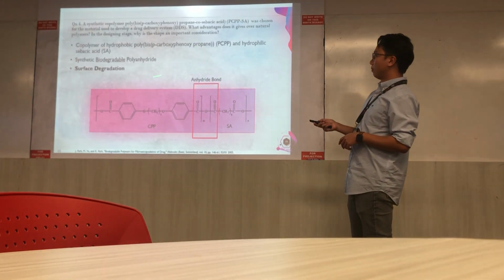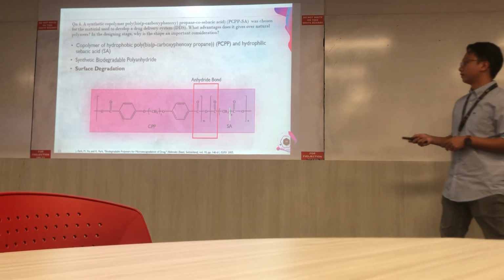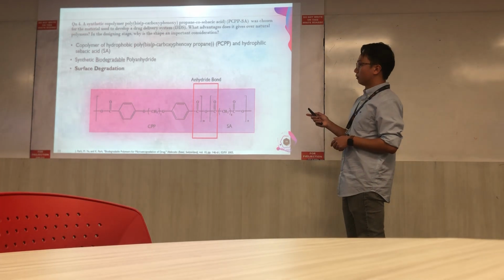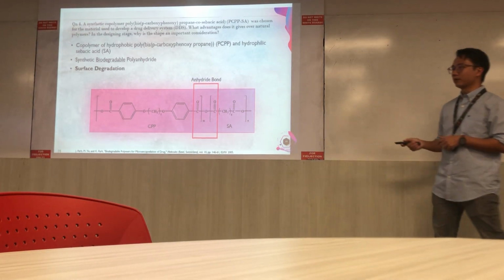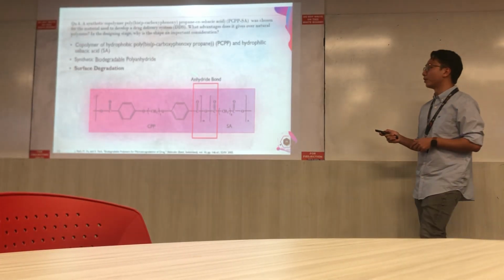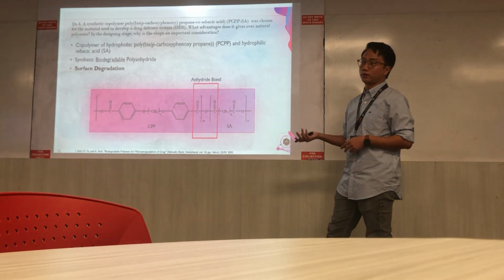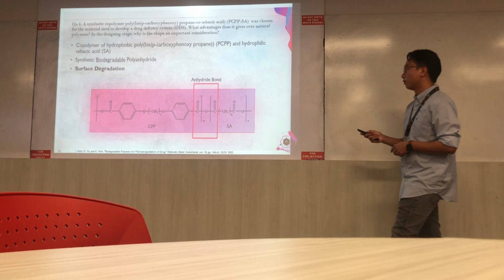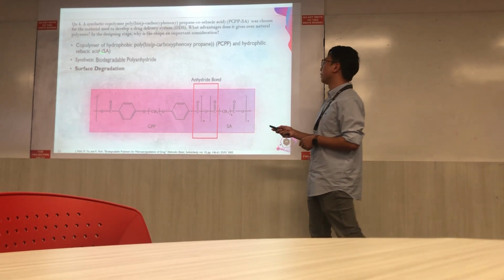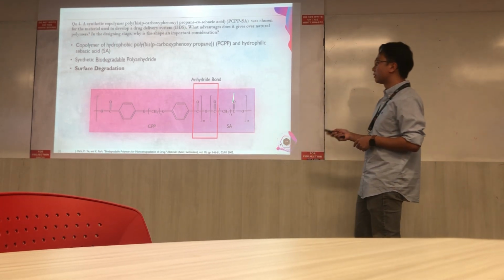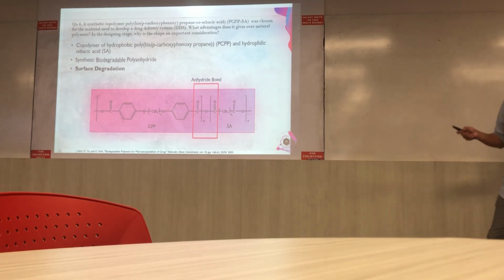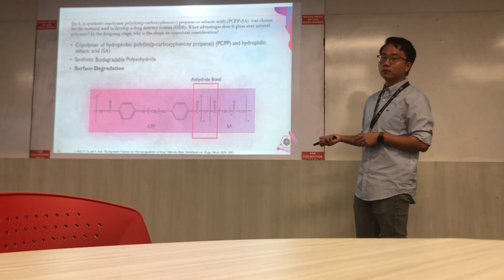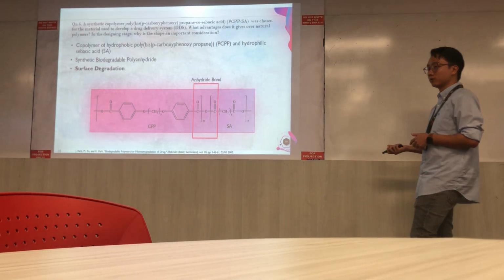The copolymer degrades by the cleaving of the anhydride bond, and cleaving of the anhydride bond is fine. The key thing here is that this copolymer involves two different components, like I mentioned. One component is hydrophobic, and the other is hydrophilic. Because this undergoes hydrolysis, how well the water can go into the material will determine the rate of hydrolysis.